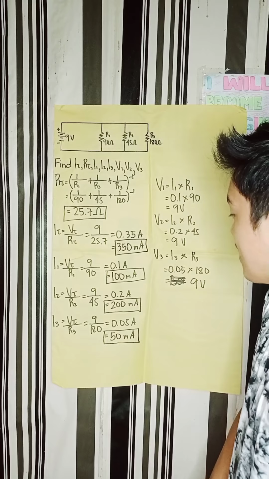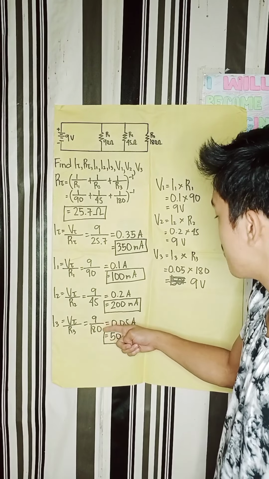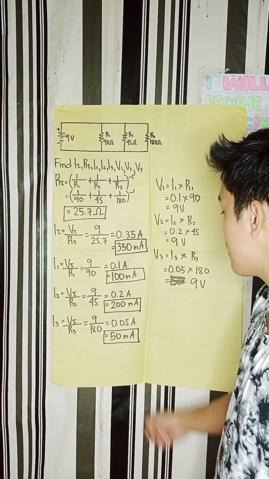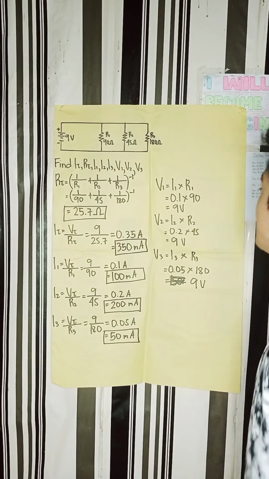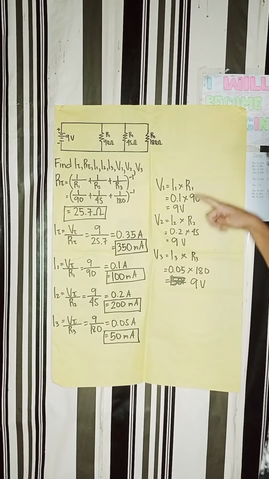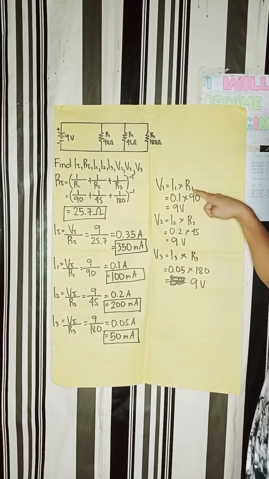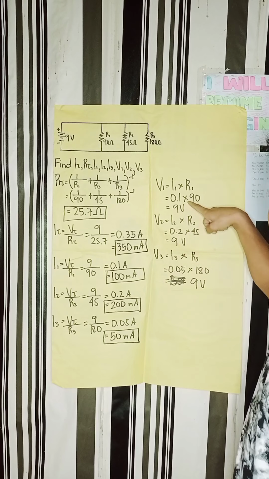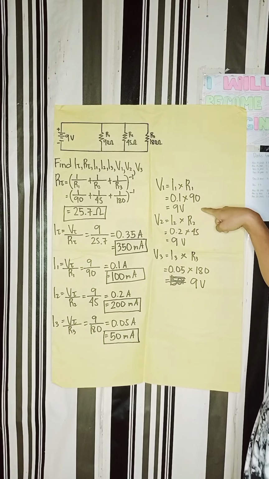Next is I3. So the total voltage is equal to 9 volts, then R3 is equal to 180 ohms. So 9 divided by 180 ohms is equal to 0.05 ampere or 50 milliampere. Next is V1. The formula for V1 is equal to I1 times R1. So I1 is equal to 0.1 times R1 is equal to 90. So V1 is equal to 9 volts.